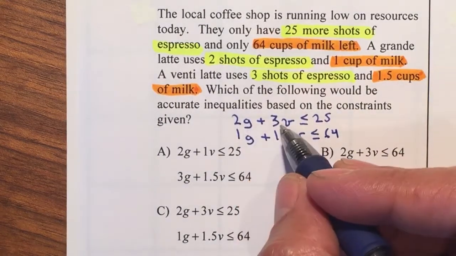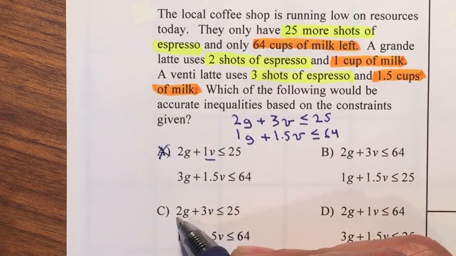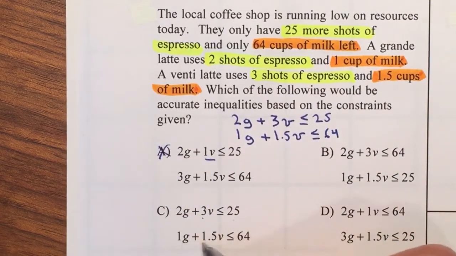So let's start. 2G plus 3V, so that's incorrect. That's correct, and that's correct. So your answer is letter C.